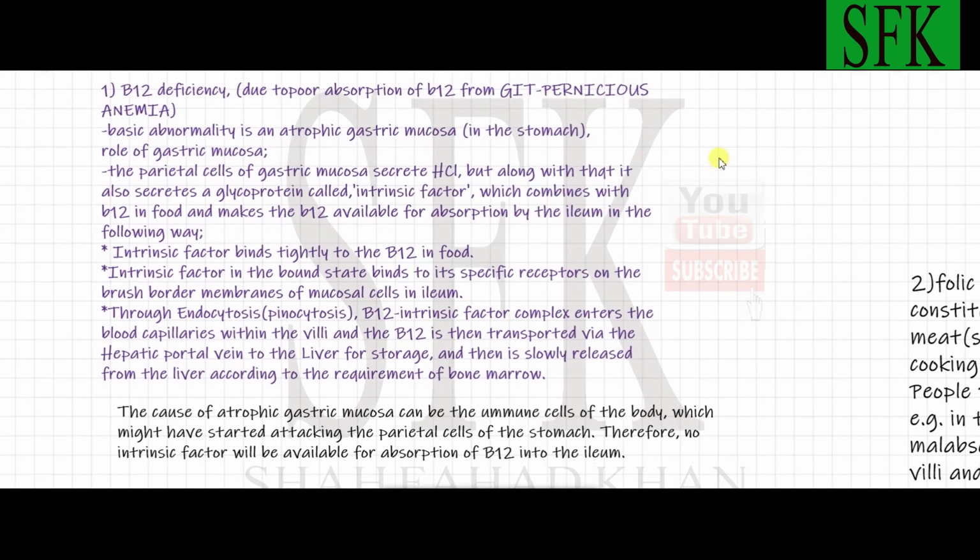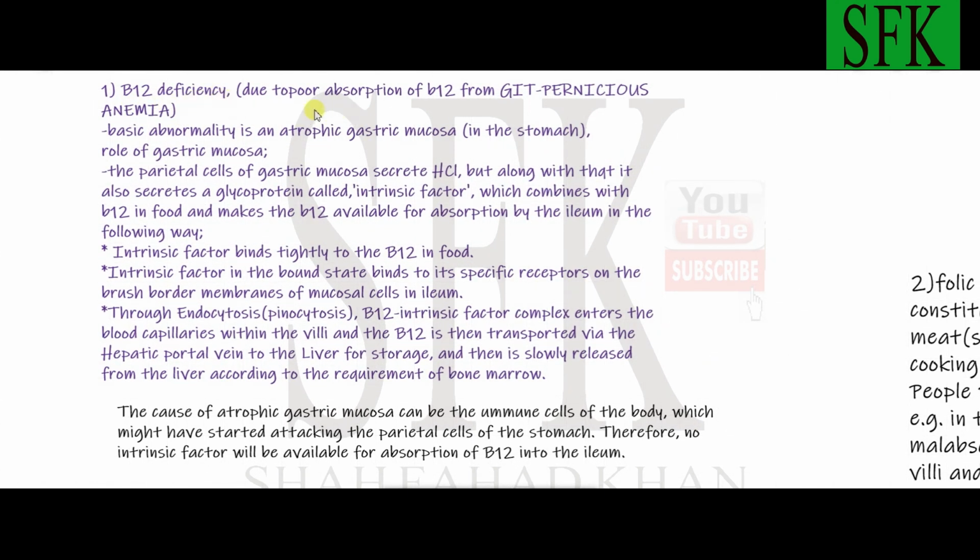Okay, B12 deficiency arises mainly due to poor absorption of vitamin B12 from the gastrointestinal tract. The absorption occurs in the ileum portion of the small intestine. The anemia that arises due to vitamin B12 deficiency is called pernicious anemia. Okay, this type of anemia in which vitamin B12 is not efficiently absorbed in the intestines is called pernicious anemia, and we'll talk about them.